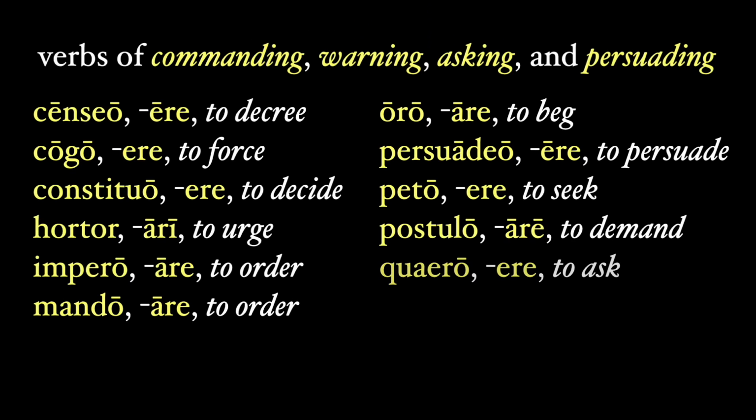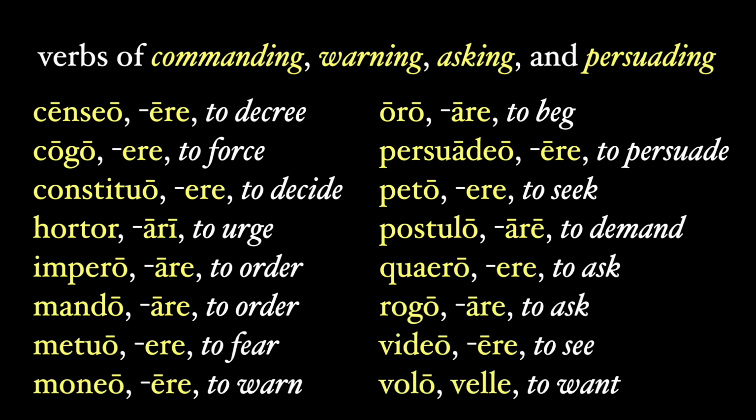So here's a list of verbs that commonly take indirect commands. You might want to pause this video and take note of these verbs, many of which are relatively common, like impero, moneo, oro, persuadeo, quaero, rogo, video, and volo. As always, this isn't an exhaustive list. And if we're operating in a lengthy paragraph of extended indirect speech with a bunch of statements and commands mixed in, we just put the verb in the subjunctive mood.